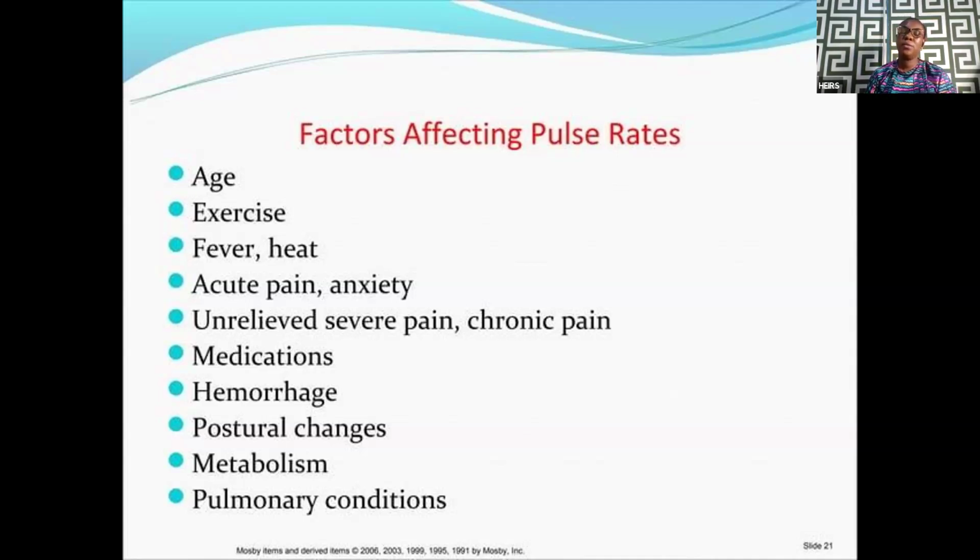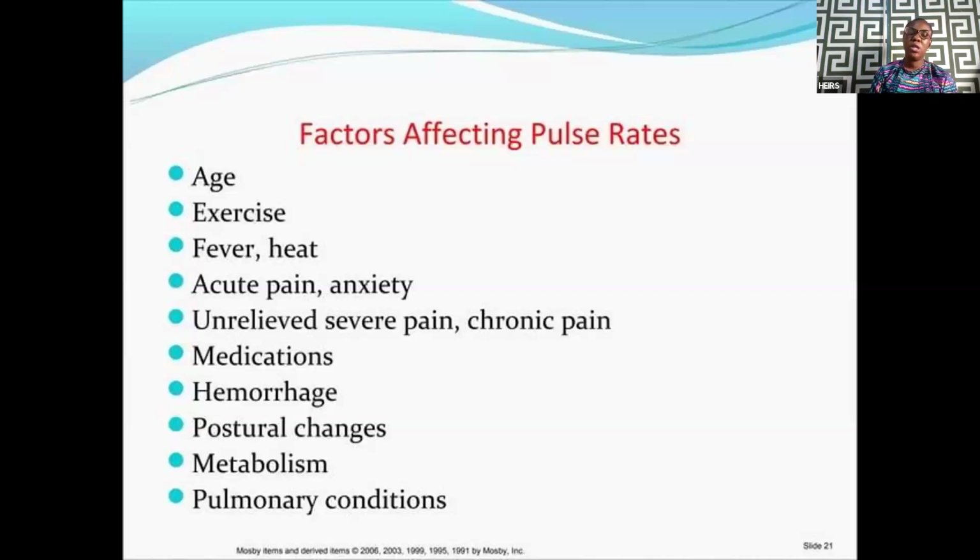Then fever and heat. Generally, if the environmental temperature is high, you may find that the pulse rate goes up. If your patient has a fever, you may find that the pulse rate goes up. So you want to be sure: this is my patient that has a pulse rate of 110, which I know is abnormal. Is it possible that this patient of mine also has a fever? So I have to go ahead and check the temperature.